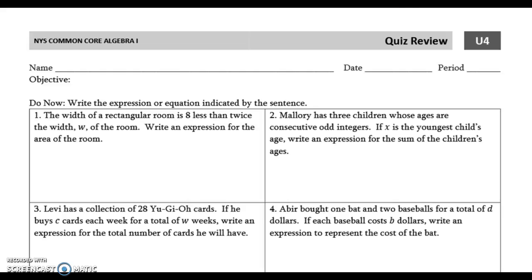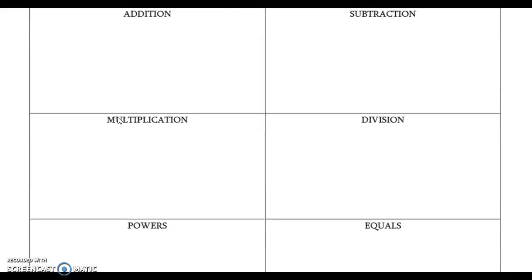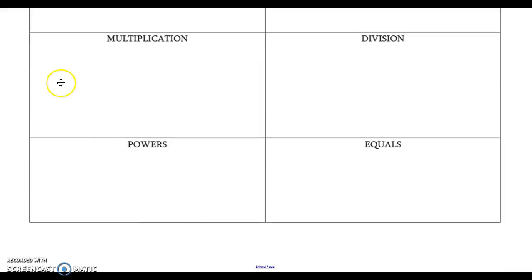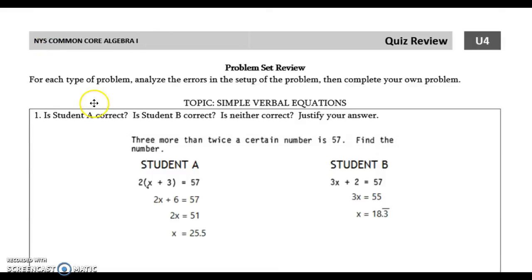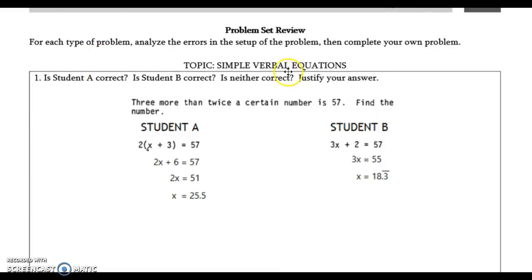Hello students, this is a quiz review for the Unit 4 quiz that I'm giving at the end of Unit 4. We did the do now together in class, and we did this class discussion together, but I wanted to run through the answers for some of the problem set problems just in case you didn't get that in class. For the first problem, it was an error analysis problem.